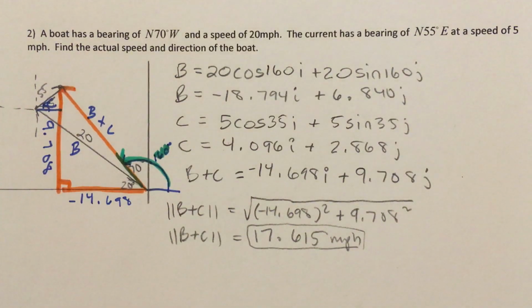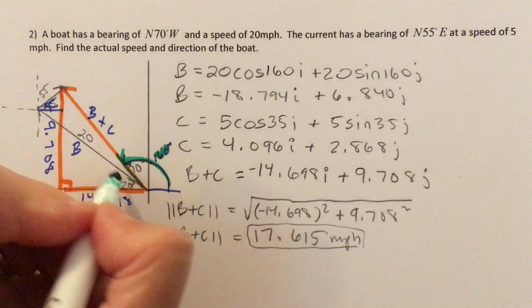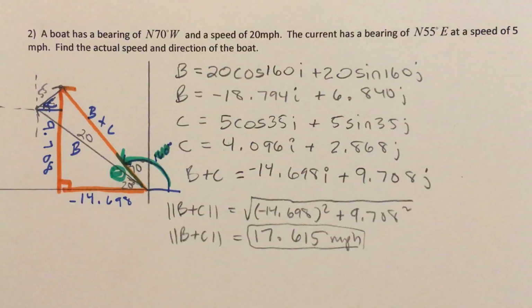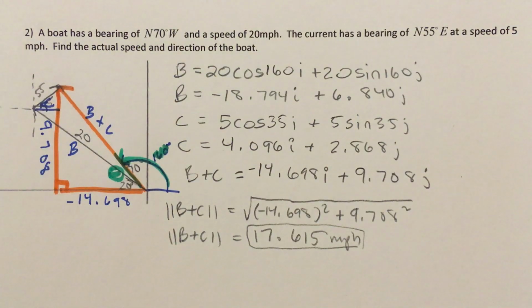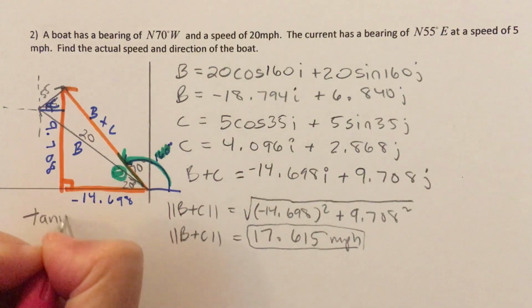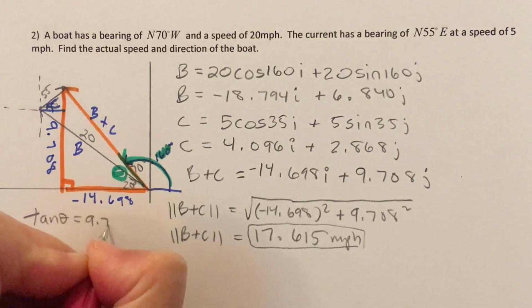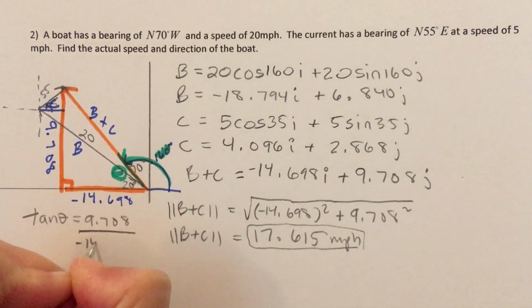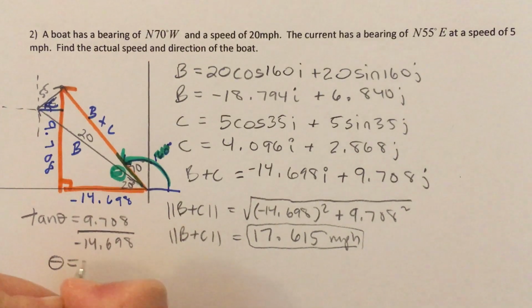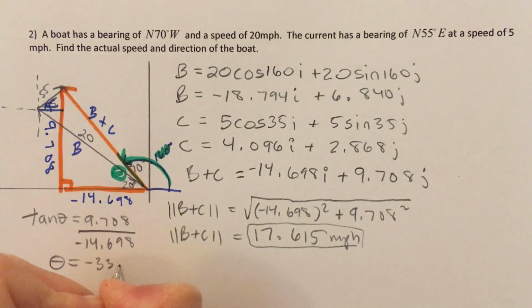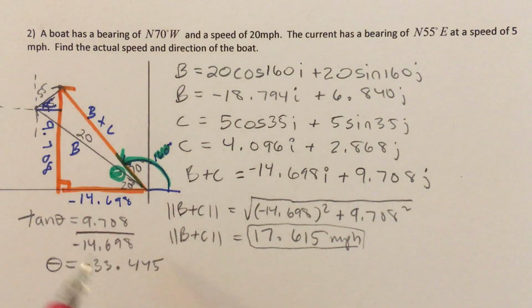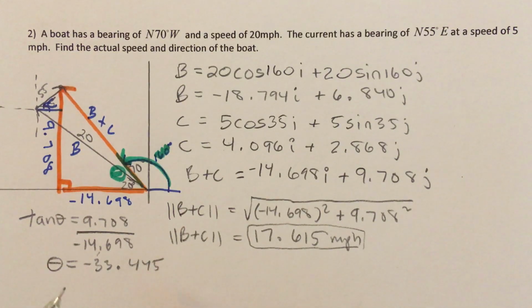So what you can do is you can't actually find that because it's not in a triangle, but you can find this one, and those two are supplements. So what we're going to do is find this green one. So tangent theta equals 9.708 over negative 14.698. And we're going to find that theta is negative 33.445. Of course, it's negative because we used the negative.